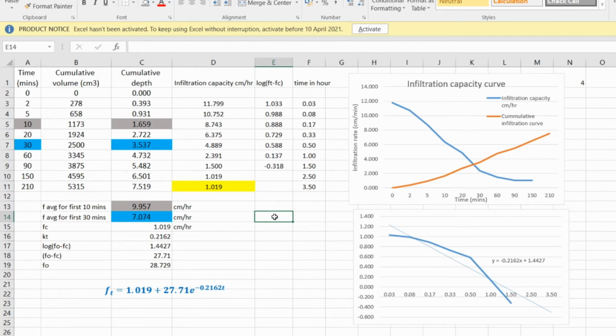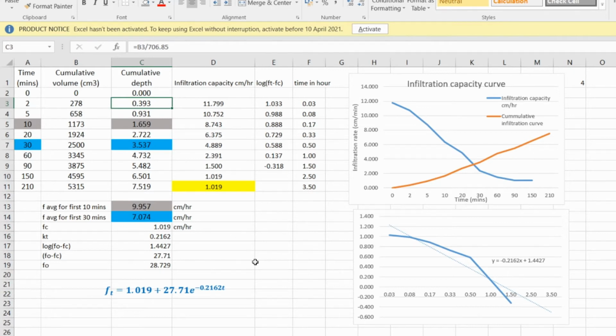He has told us to calculate the infiltration capacity, the average infiltration rate for the first 10 minutes, and the average rate of infiltration for the first 30 minutes. To calculate that, this was the chart given to us. Time was given in minutes, and cumulative volume was given in centimeter cube. I hope you know the diameter of that infiltrometer, which is 30 centimeter.